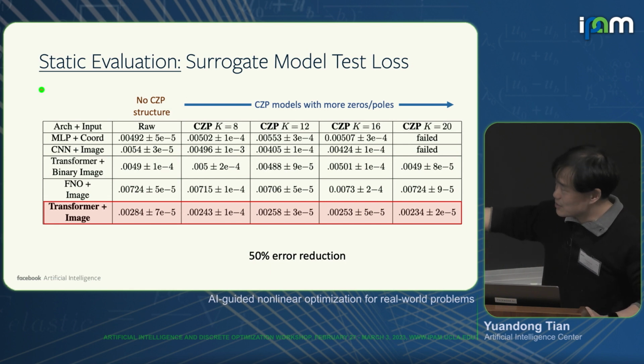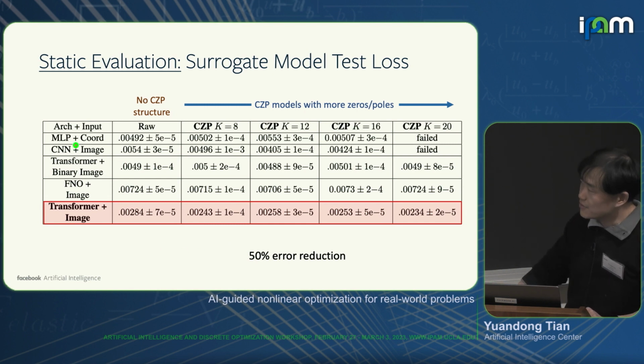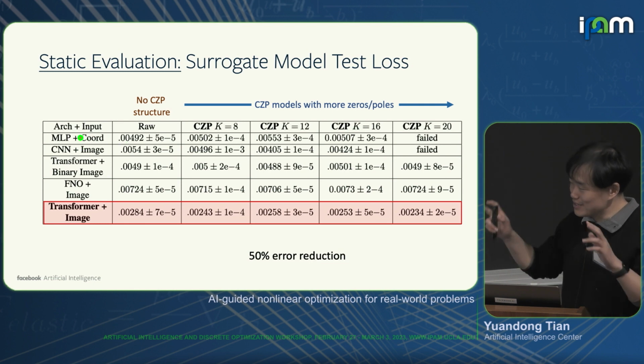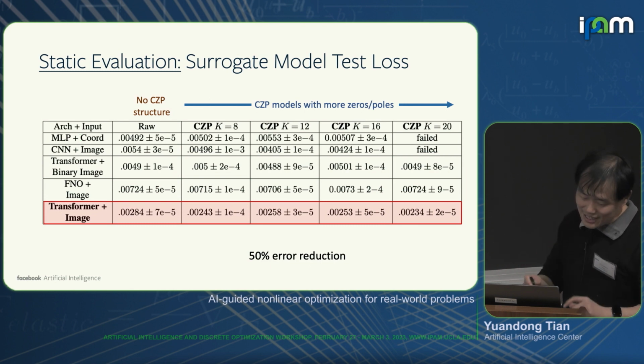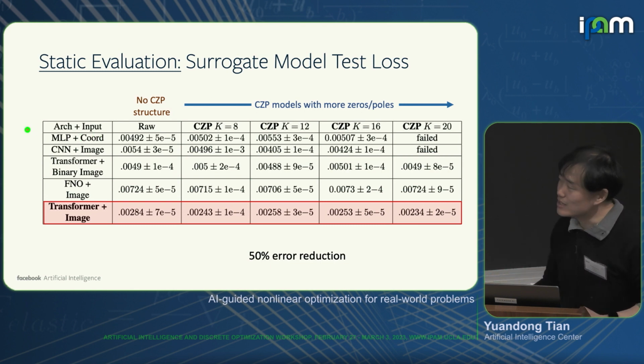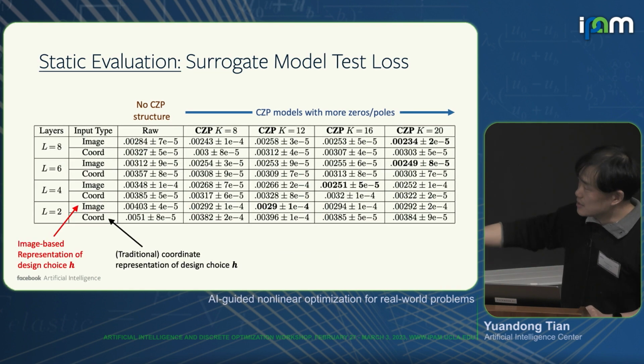And then we show some results. In the static evaluation, we see that our approach that uses transformers and images as input has much lower errors compared to the baselines. The baselines include some very simple ones. For example, we just use a multi-layer perceptron plus the coordinates of the antenna pieces as the input and try to predict the frequency response. This is not great, but ours is much lower in terms of errors. You have about a 50% error reduction.